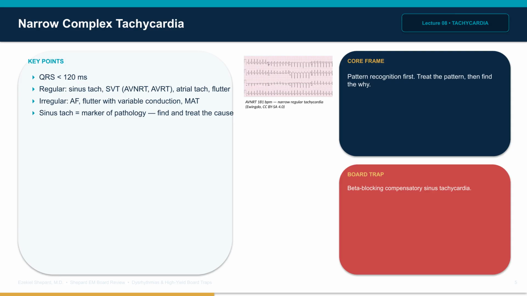Board buzzwords. AVNRT is the most common paroxysmal SVT in adults and is typically a regular narrow tachycardia at 150 to 250 with no visible P waves or a pseudo R prime in lead V1. Orthodromic AVRT conducts down the AV node and up the accessory pathway, producing a rhythm indistinguishable on the surface from it. Multifocal atrial tachycardia, 3 or more distinct P-wave morphologies with varying PR intervals, is the ITE classic in COPD exacerbation and theophylline toxicity. Atrial flutter classically conducts 2 to 1 at a ventricular rate near 150. Adenosine slows the AV node and unmasks the sawtooth flutter waves diagnostically.